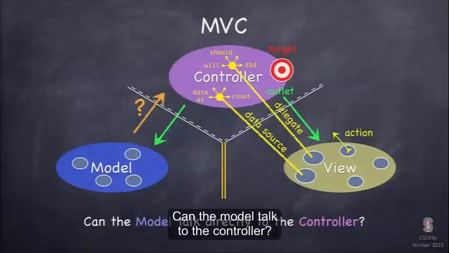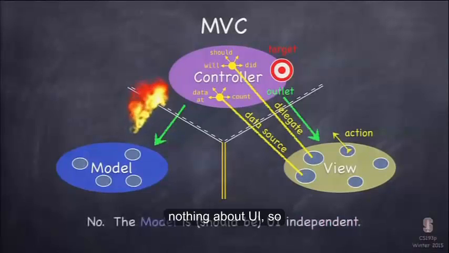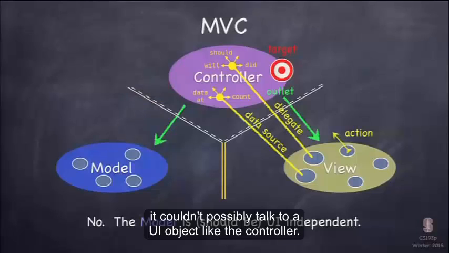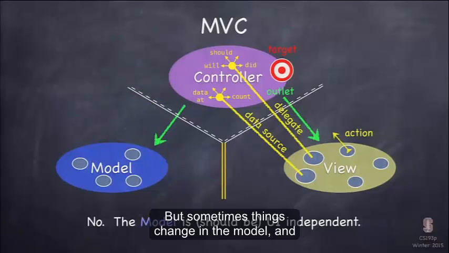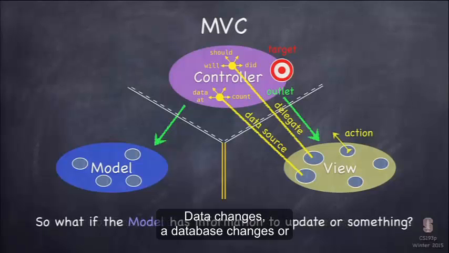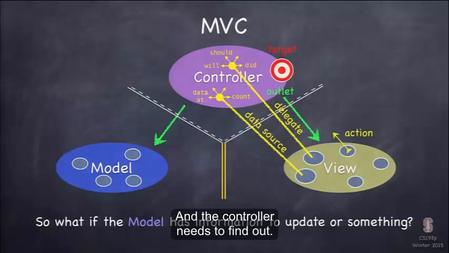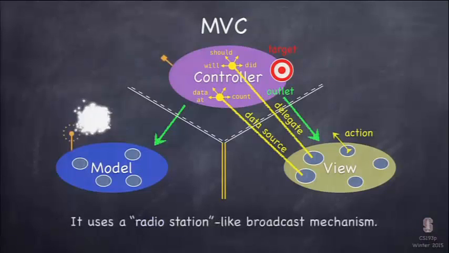What about this communication? Can the model talk to the controller? Again, obviously that's verboten, because the model knows nothing about UI, so it couldn't possibly talk to a UI object like the controller. But sometimes things change in the model and the controller needs to know about it. Okay, data changes, a database changes, or the model is some network database and somebody changes something on the network and the controller needs to find out. So how do we do that communication?